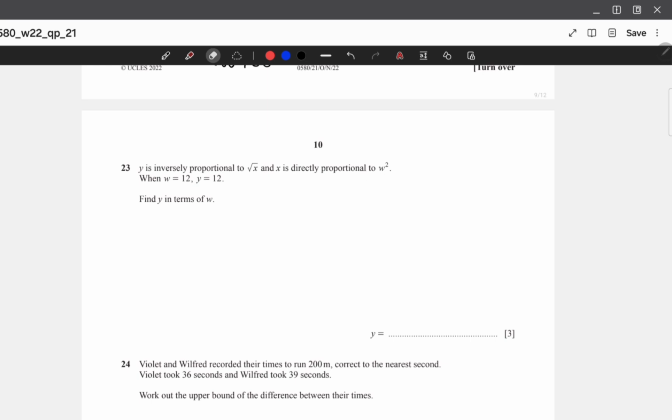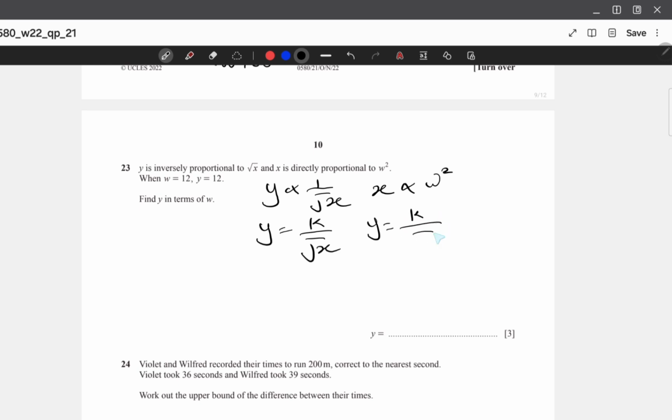When w is this, y is this, find y in terms of w. So if y is inversely proportional to the root of x, and x is directly proportional to w squared, now we're finding y in terms of w. y can be equal to what? k over root x, right? And we know that x is directly proportional to w squared, so that means that x is w squared. So y can be equal to k over root w squared, right?